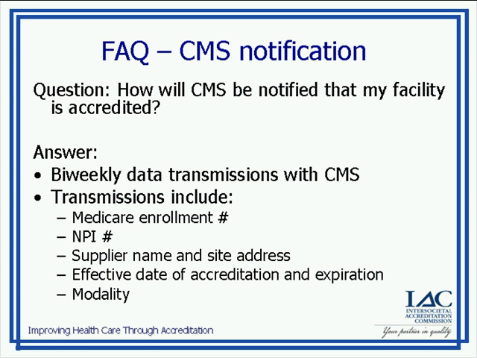However, as Mary Beth pointed out when she went over the application, the critical items that we are going to transfer that must be accurate in your application is the Medicare enrollment number, the NPI number, the supplier name and site address. The effective date of accreditation and the expiration date will be shared with them, and the specific imaging modality that you're accredited in, should it be nuclear, MR, CT.